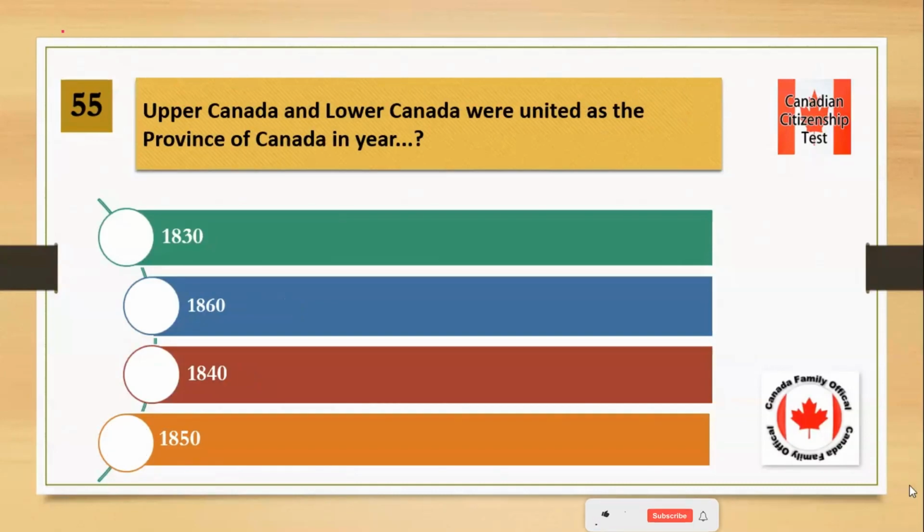Upper Canada and Lower Canada were united as the Province of Canada in which year? Number 1 1830. Number 2 1860. Number 3 1840. Number 4 1850. And the answer is 1840.